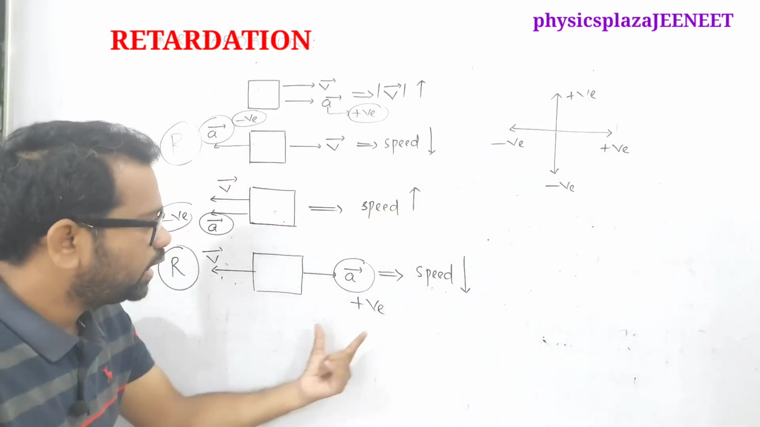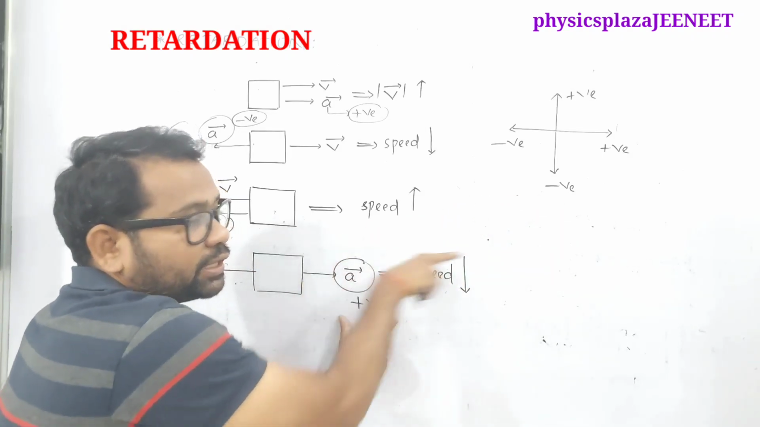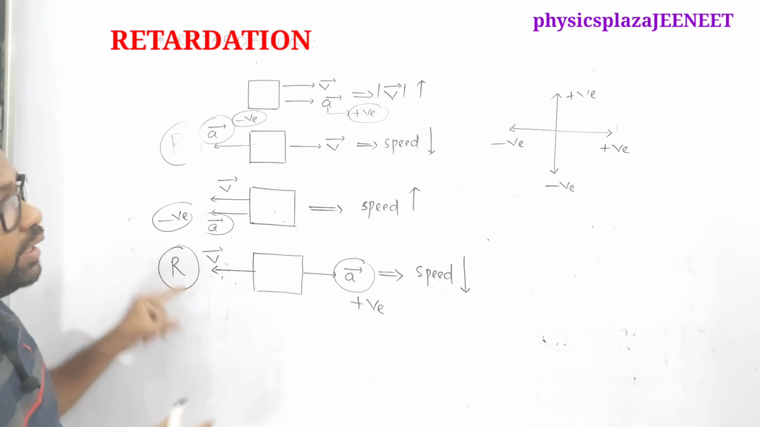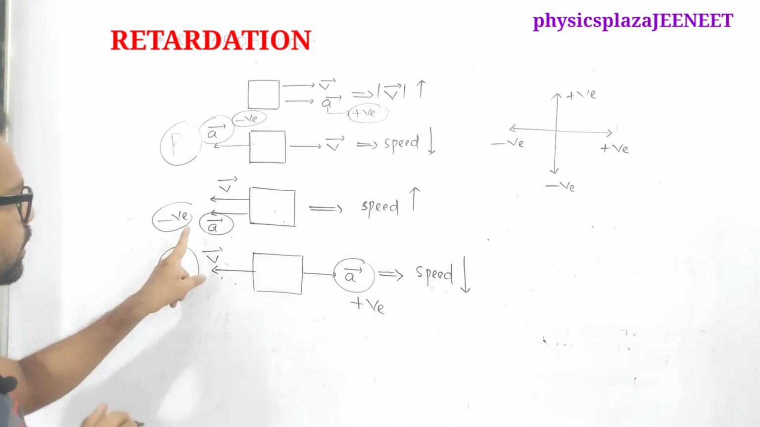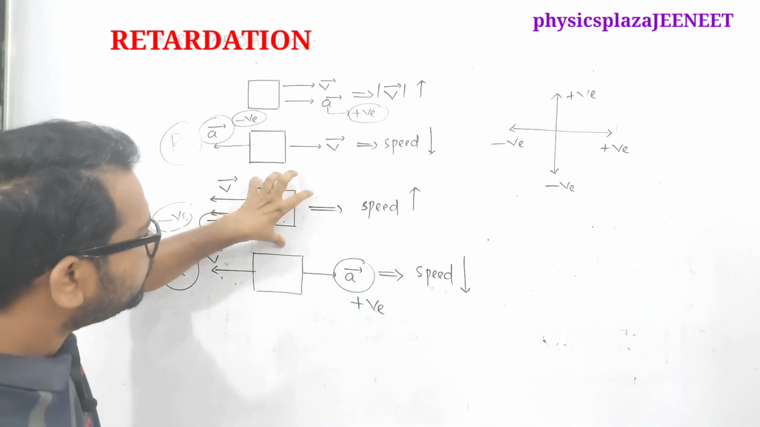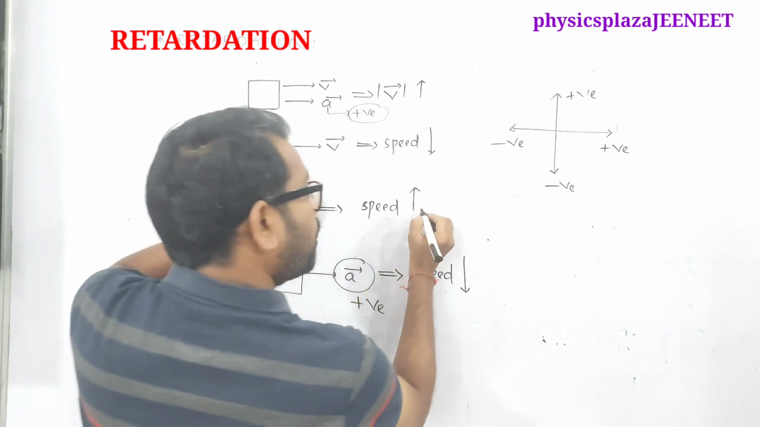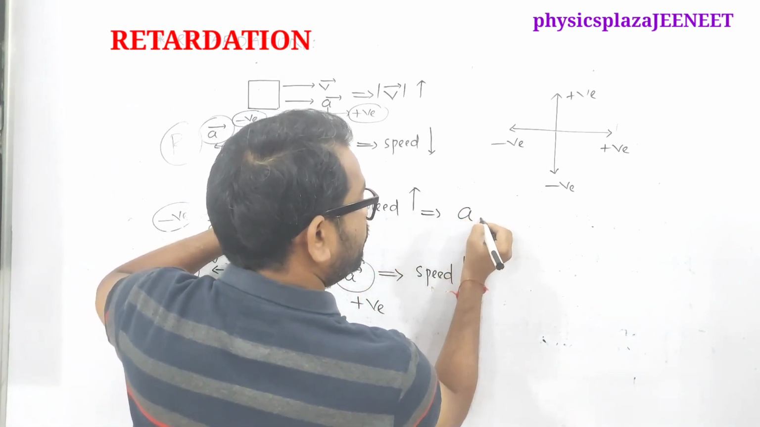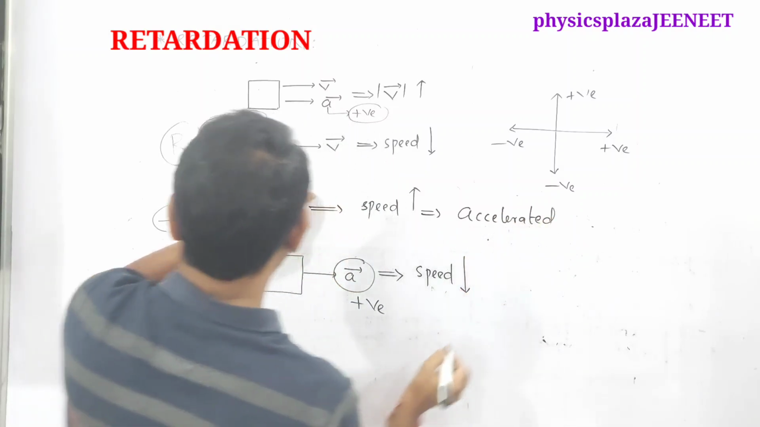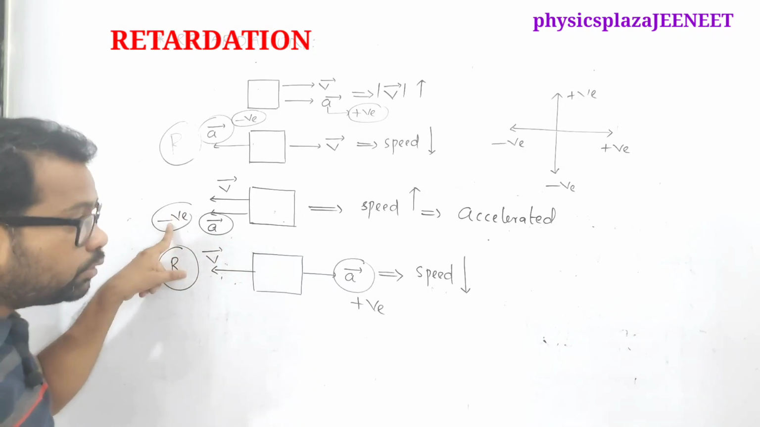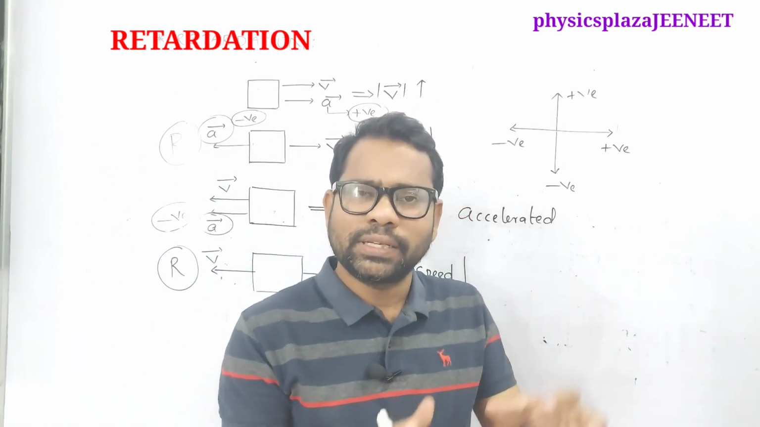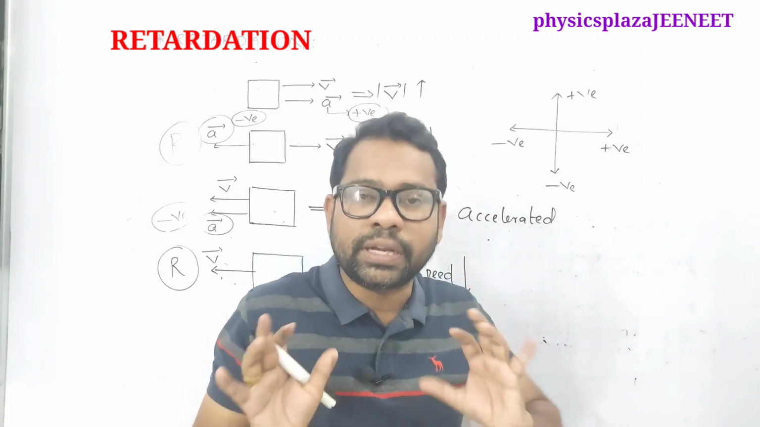If it were true, children, then here acceleration is positive, acting in this direction, but still the speed decreases and the body is retarded. And look at here. Here acceleration is negative, but speed is increasing. You can't say the body is retarded here. Here the body is accelerated. Children, try to understand. Though acceleration is negative, the body is accelerated. So you cannot say that just negative acceleration is called retardation.